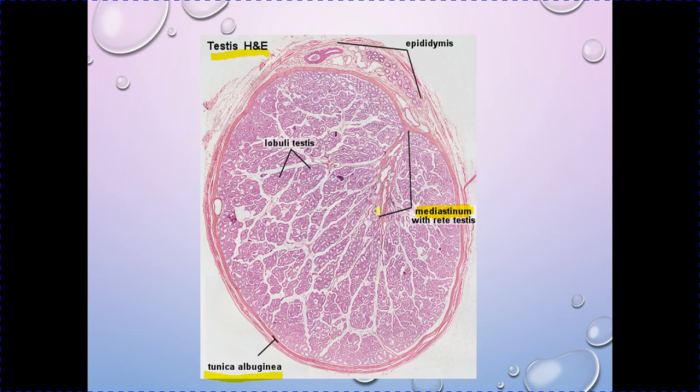From the mediastinum, you can see the septa arising. These are the septa, and they are dividing the parenchyma into lobules. These are the lobuli testis. These are the lobules of the testes.